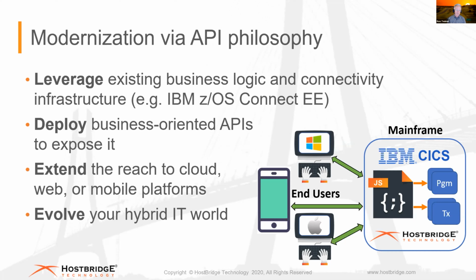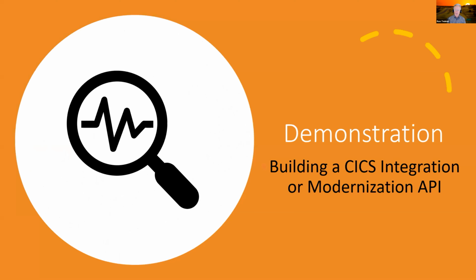So if you are attending the virtual SHARE, be sure and check out Andy's session. Secondly, if the first one is to leverage, the second one is to deploy. Deploy these business APIs, expose them for the objective of extending the reach to cloud, mobile, hybrid platforms, because at the end of the day, our goal is to help you evolve your hybrid IT world, whatever it is today and whatever you want it to look like tomorrow. Our job is to help you get there.